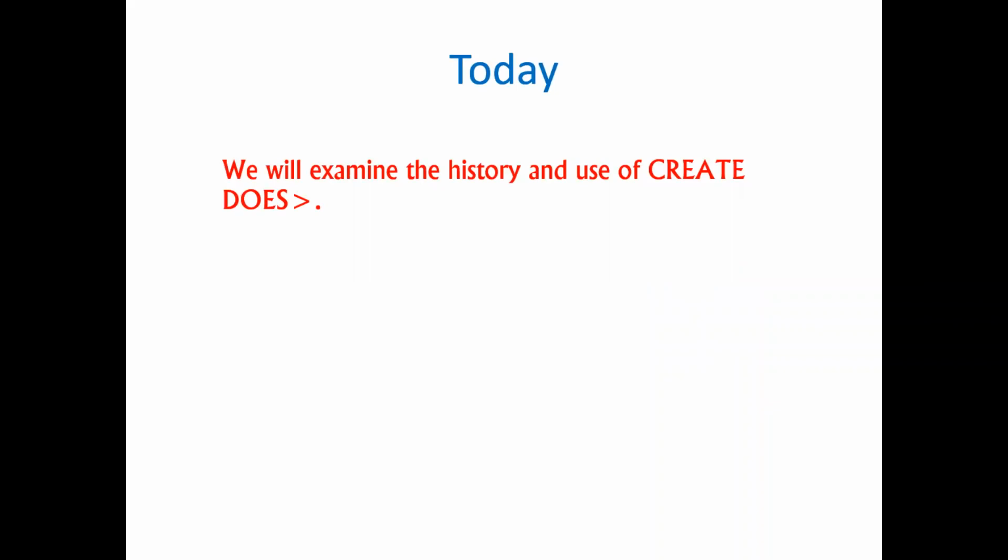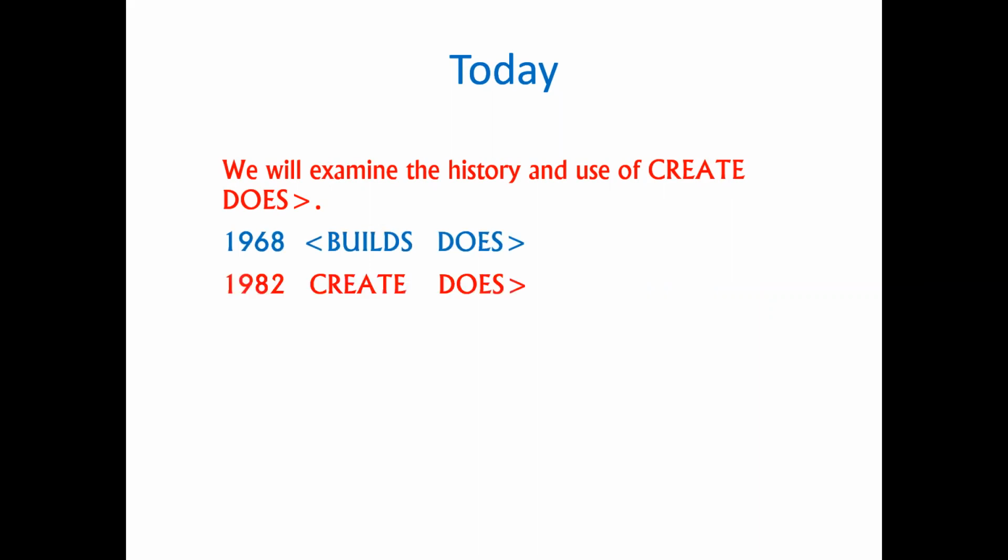So the history of Create Does started in 1969 or a little bit before that when Charles Moore invented it. He started out with the Bill's Does as the construction. In 1982, he redefined it, giving us a new formulation known as Create Does. And then finally, we'll talk about the current 2023 methods that are used in Win32Forth.